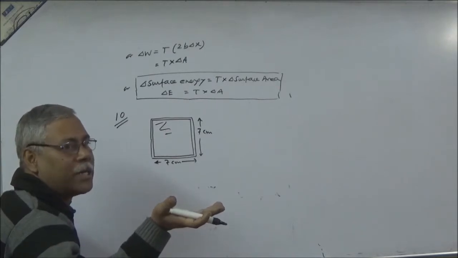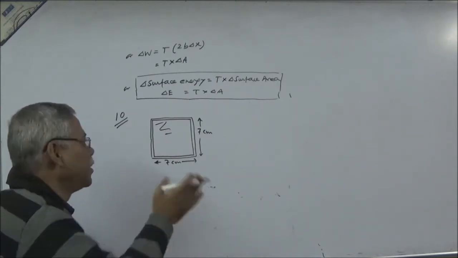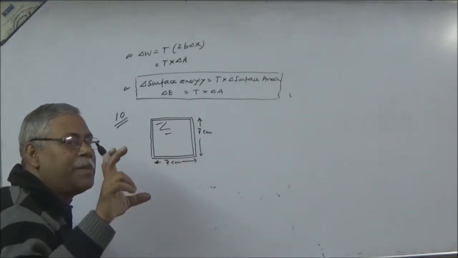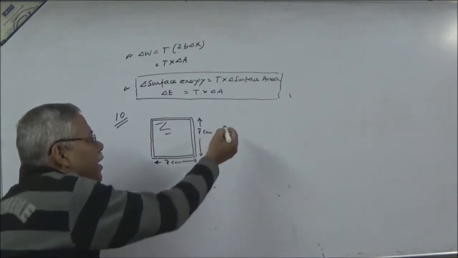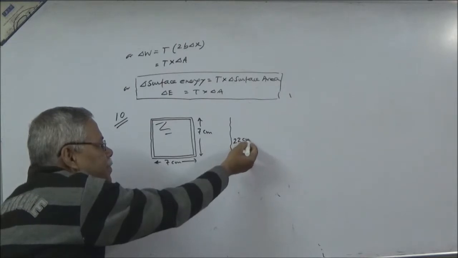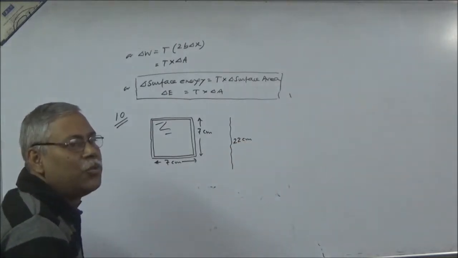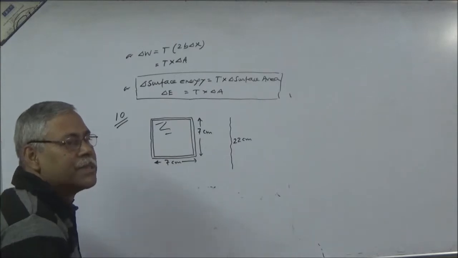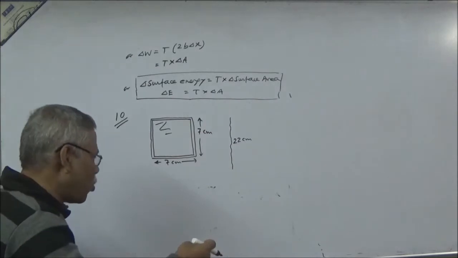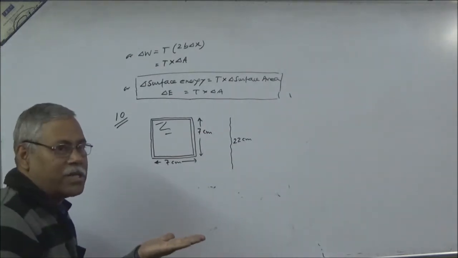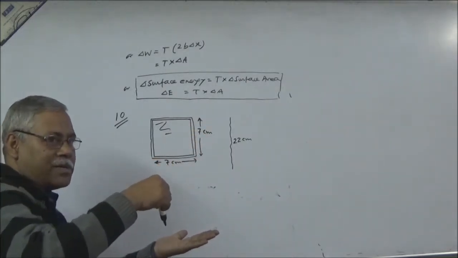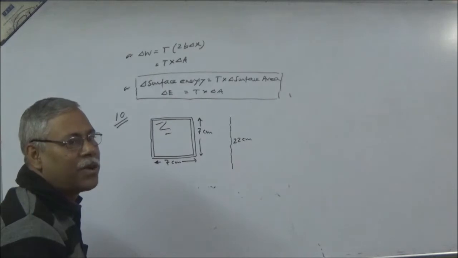Keeping the film horizontal. Keep the film horizontal, not in vertical position. Keep it in horizontal position. Take a piece of thread of length 22 centimeter and lay this piece of thread on that horizontal film you are holding it horizontally. On this horizontal film, lay this piece of thread to form an equilateral triangle.